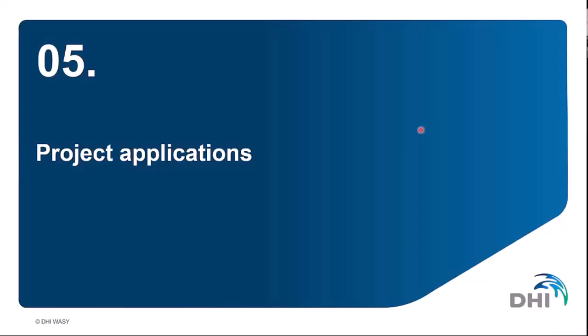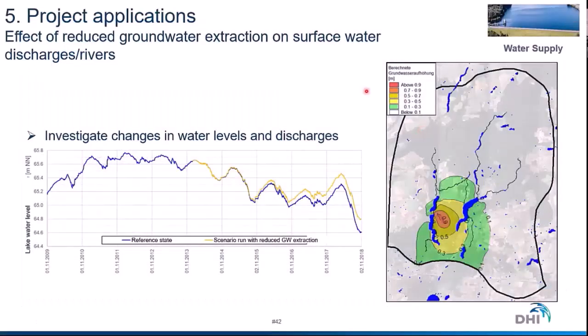Coming to the project applications. Where do you normally use MIKE SHE? The water supply sector is a big market for us. In this project, we were mainly focusing on this lake here, next to a big drinking water supply. The question was: if you turn off the groundwater wells, how would the water level in the lake develop over time? Is the increased abstraction from the groundwater maybe the reason for the dropping water levels within the lake? And yes, to some extent.